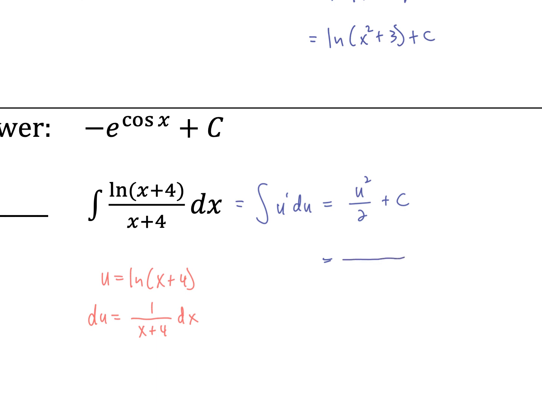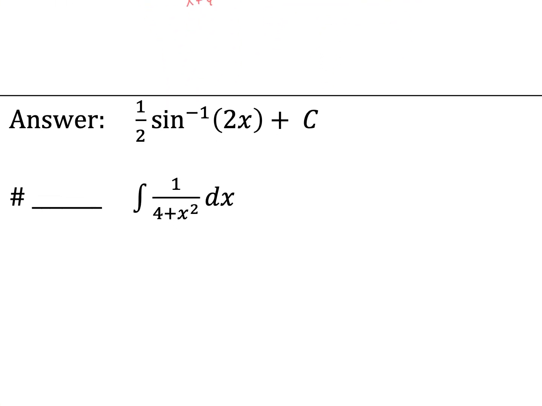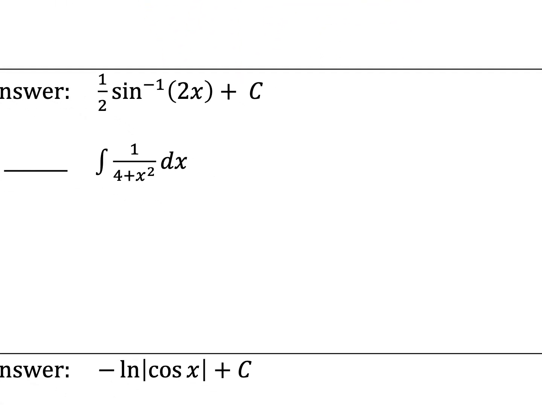So u is that whole ln of x plus 4, and so that'll be squared now, and that's it. Okay, so a little weird situation, but okay, next one.